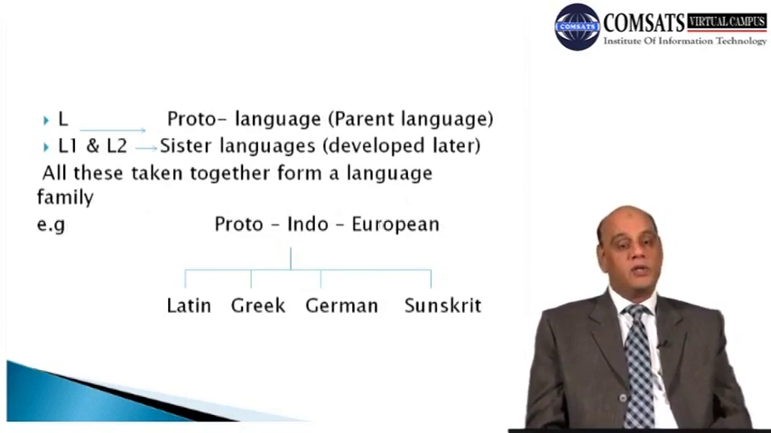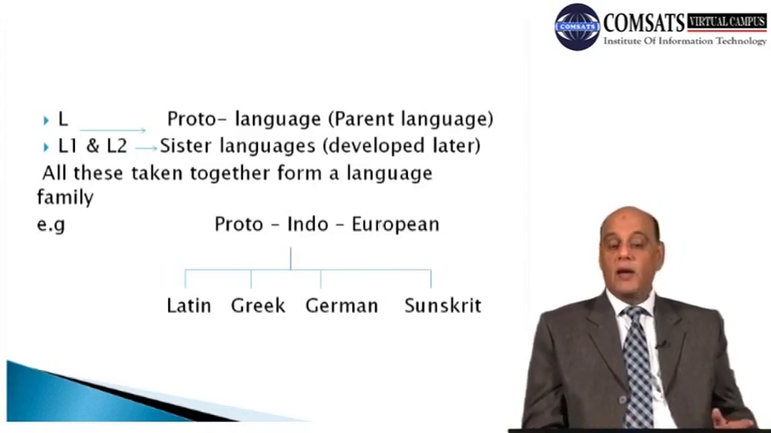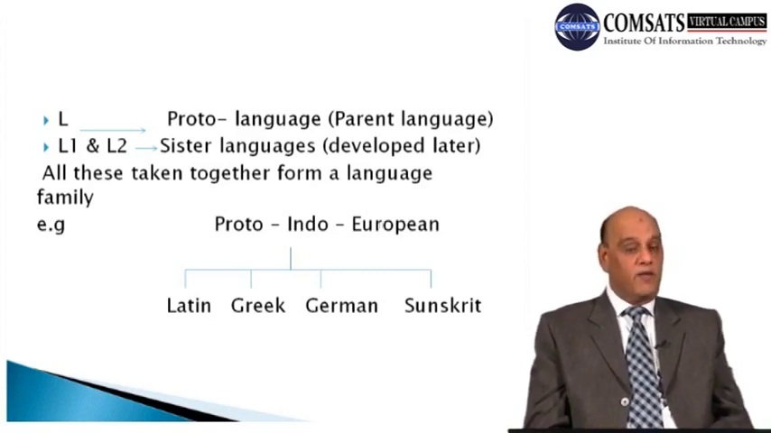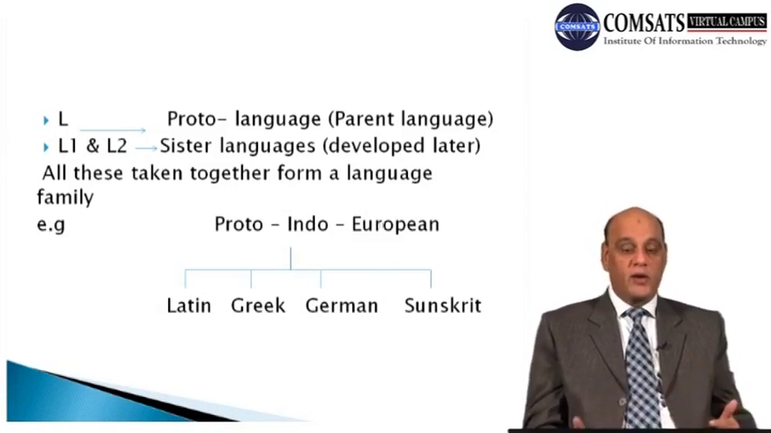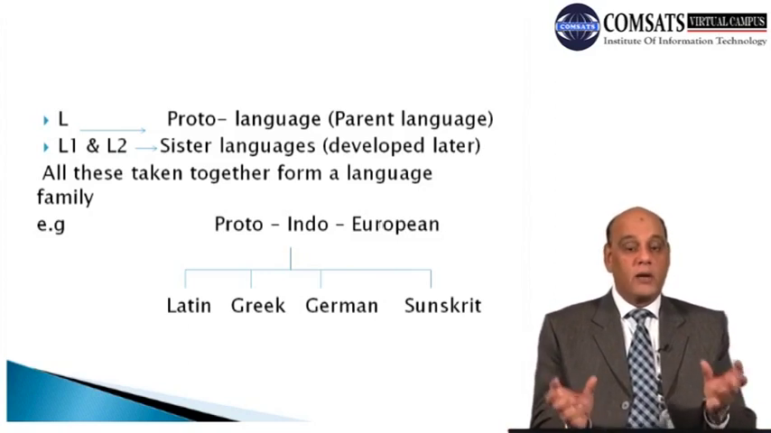Proto-language, the parent language. There was a concept that there is one parent language, which is called proto-language, and from that we had different languages. Like L1 and L2 are sister languages. They developed later from the proto-language. All these taken together form a language family. Like you have Proto-Indo-European, and after that you had different languages, Latin, Greek, German and Sanskrit. They all came from Proto-Indo-European, which is the parent language, or you call it proto-language.